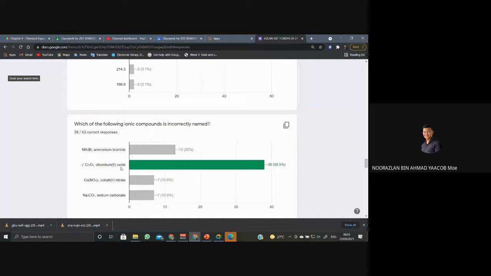Kemudian kalau kita tengok ni CoNO3, so ini adalah cobalt nitrate. Tapi kena tengok dia punya charge. Buat kiraan, this is charge 2 plus. So cobalt 2 nitrate betul. Ini adalah sodium carbonate. This one memang sodium carbonate, betul juga. Sebab Na sodium, CO3 dia charge dia 2 minus. So this is sodium carbonate.